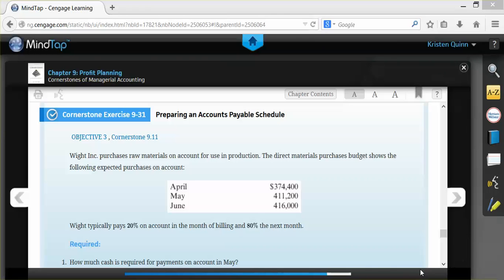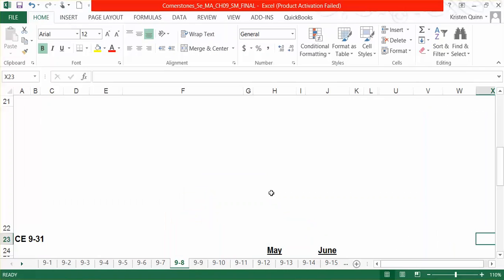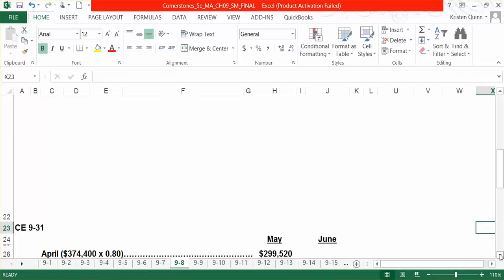According to the company's policy, we would say that in April, we would pay 20% of the $374,400 in accounts payable, and we would pay the remaining 80% in the month of May. So we take the full balance that's owed as of April and multiply it by 80% to arrive at the estimated amount of cash that we would have to pay out in May for our April purchases. In this case, it comes out to $299,520.